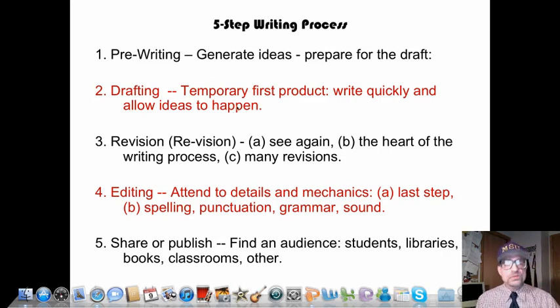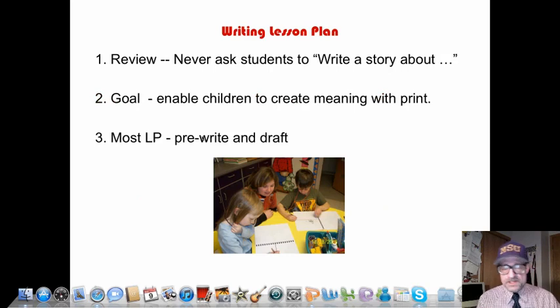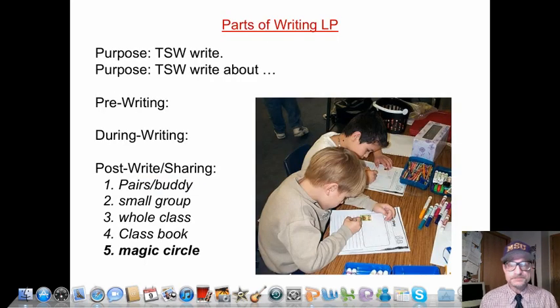They get to decide which one they want to bring to the revision and editing stage, because not all drafts are hot copies. Donald Graves says only about 1 in 5 of these sloppy copies, our hot topics, should be taken to the revision stage. So in their portfolios, they have a whole bunch of drafts. They choose the ones that they want to work on.